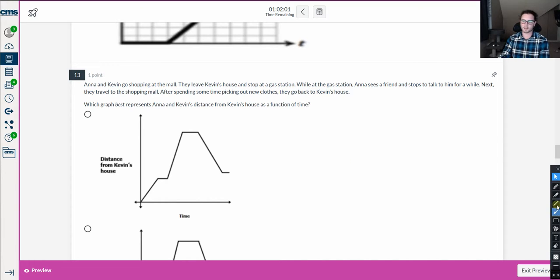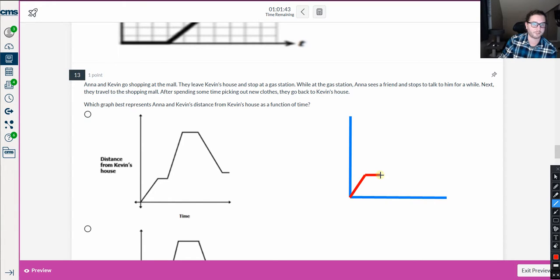Okay, well, let's go ahead and get a graph ready. So just to kind of sketch this out so we kind of have an idea of what's going on. It says they're going shopping. They leave his house and go to a gas station. Okay, so they leave his house and then they're stopped. They're at a gas station. And she sees her friend and they stop and talk. So kind of a long pause.